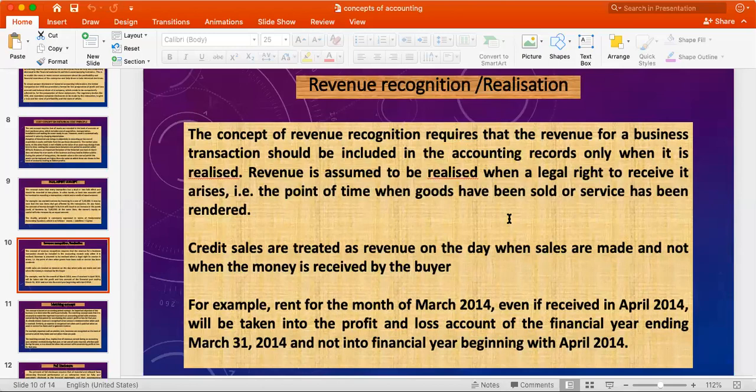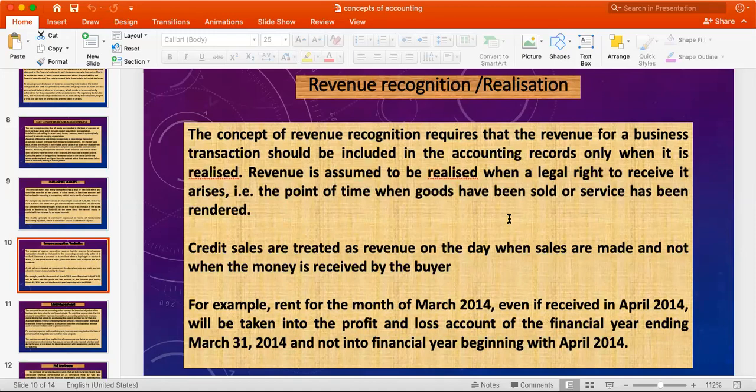It is not that I am going to pay on 1st October and I am going to write in the books on 1st October. That is the wrong way. You have to show your recording on the day which the transaction took place, whether the money was paid or whether the money was not paid.